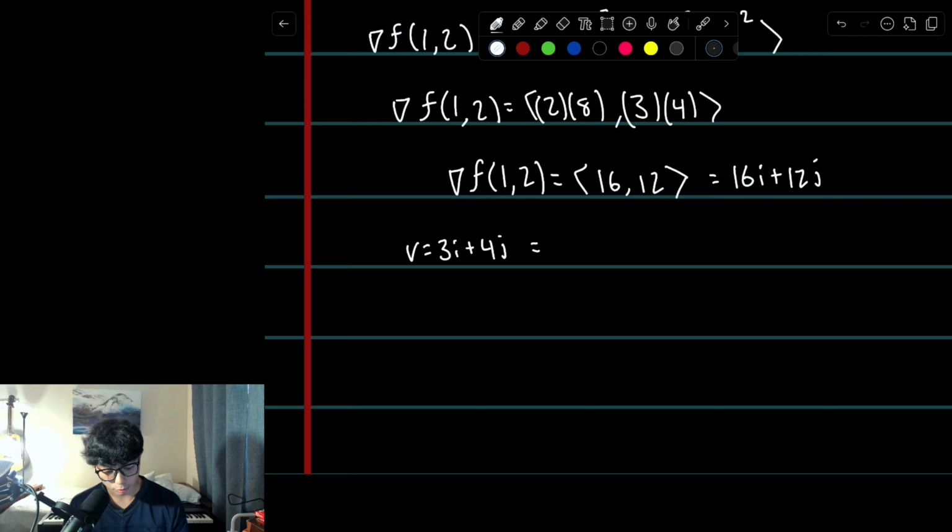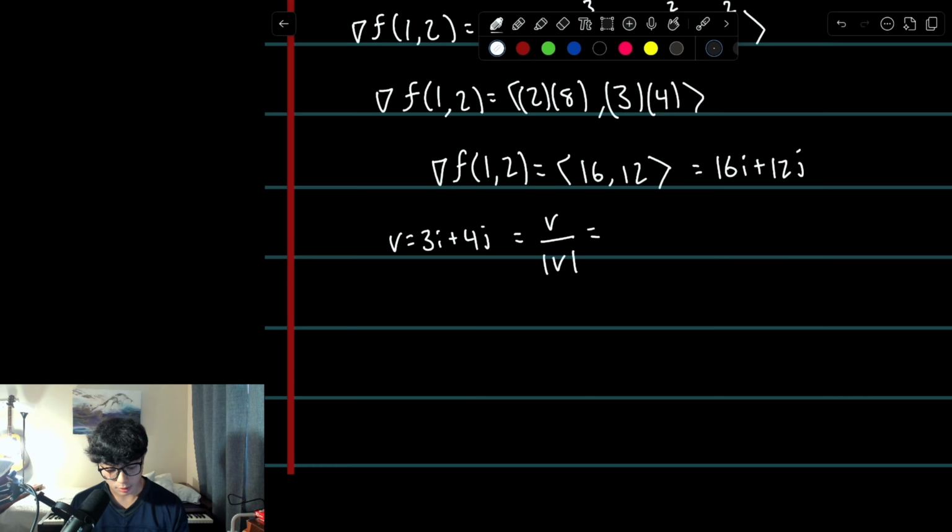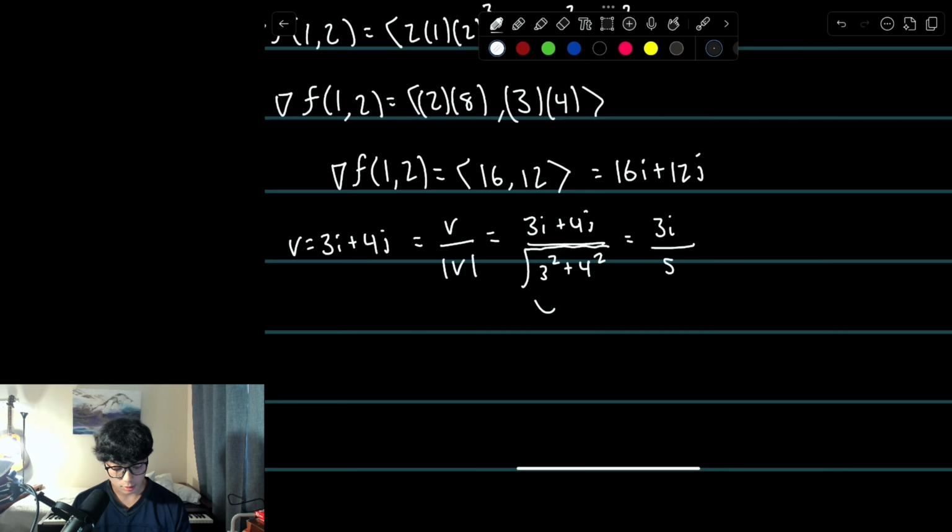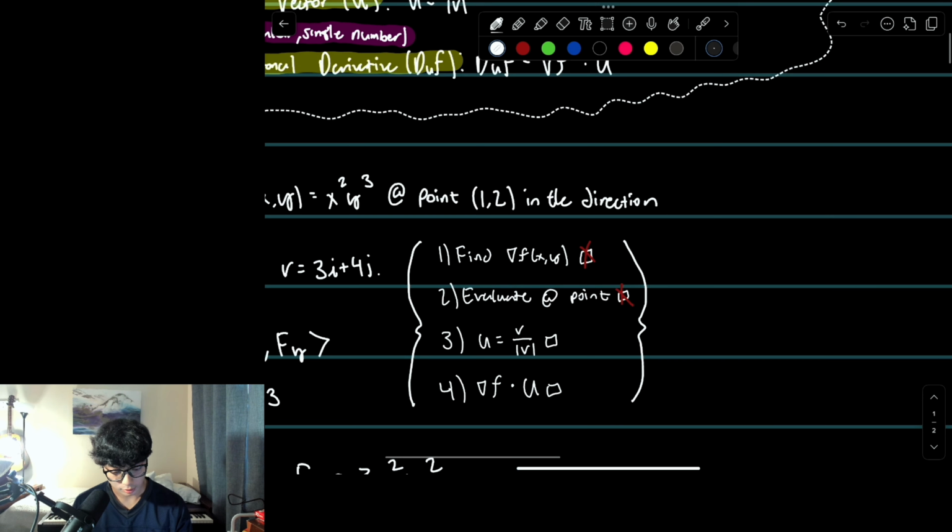So remember, our formula is the vector over its length, and plugging into this formula, this becomes 3i plus 4j over the square root of 3 squared plus 4 squared, which eventually becomes 3i over 5, since this eventually becomes the square root of 25, comma 4j over 5 as well. And that is our unit vector. So we can check that part off our list over here.